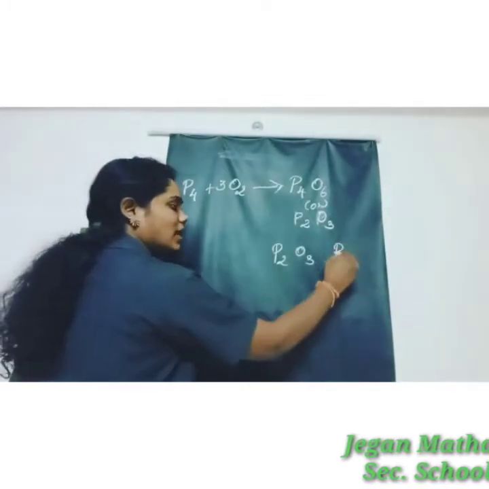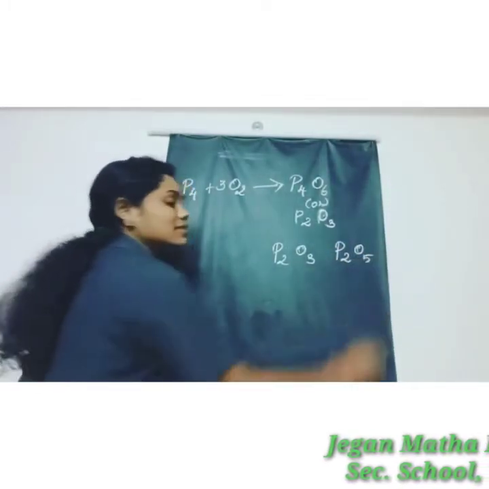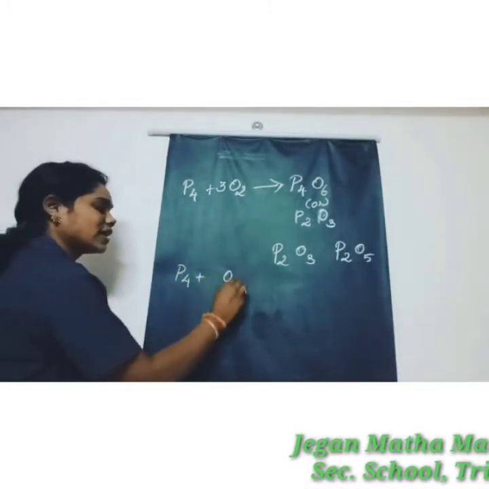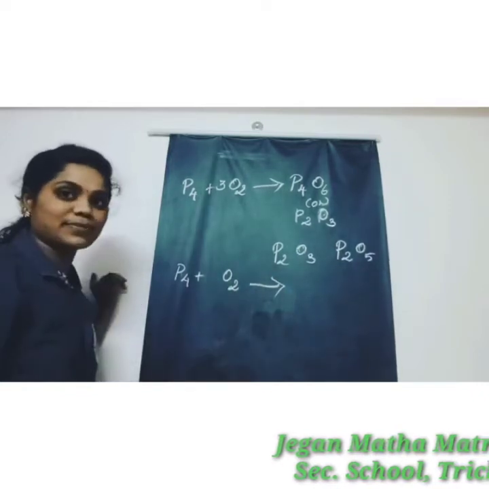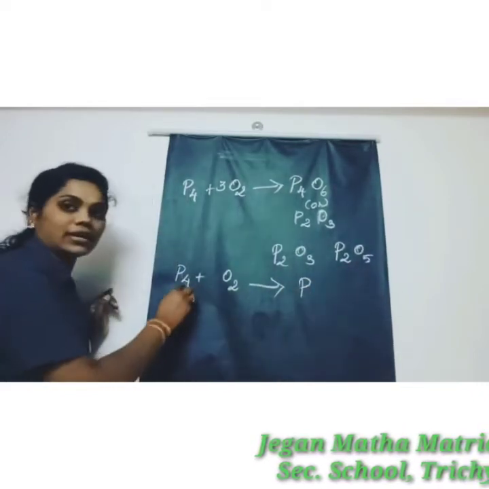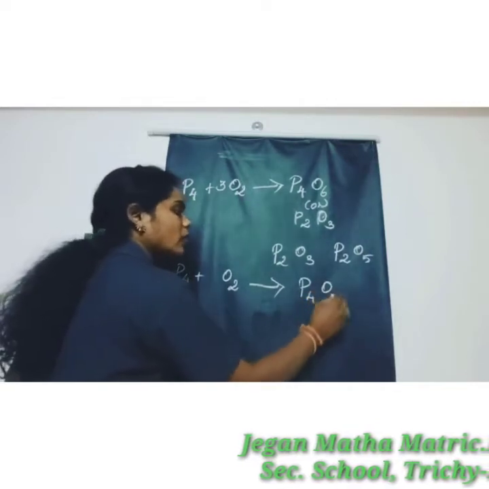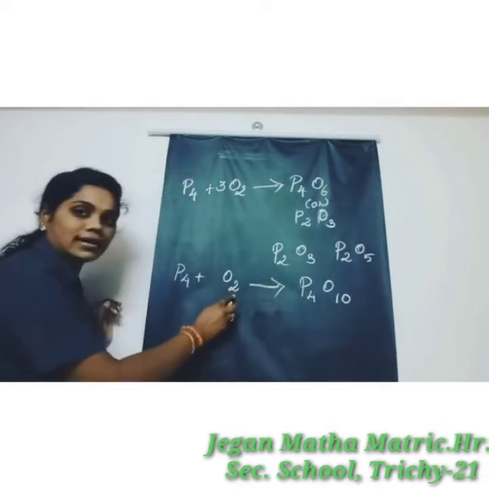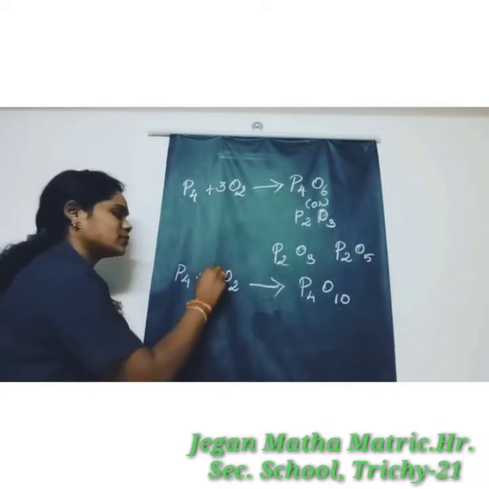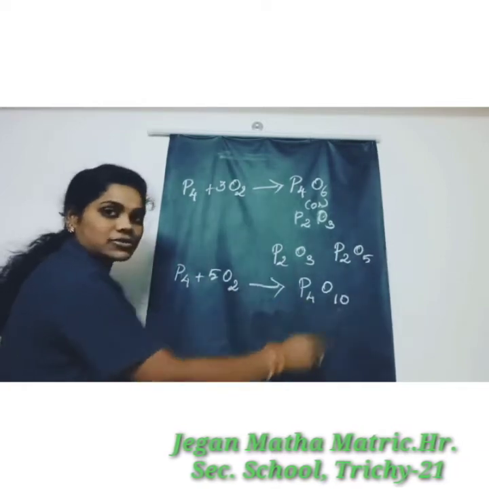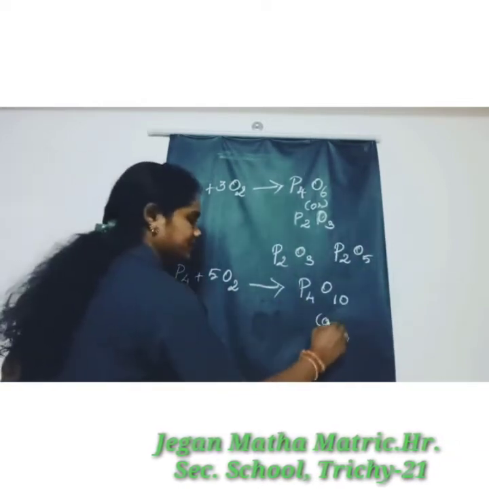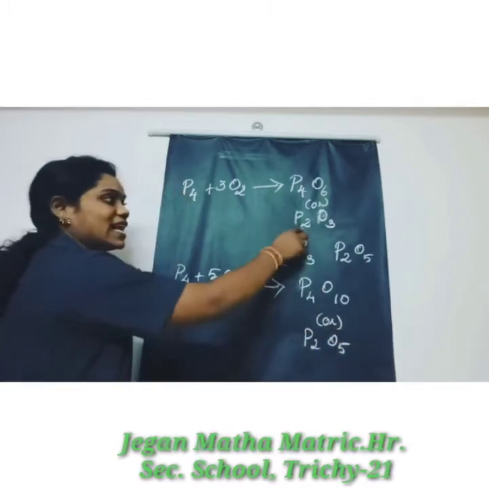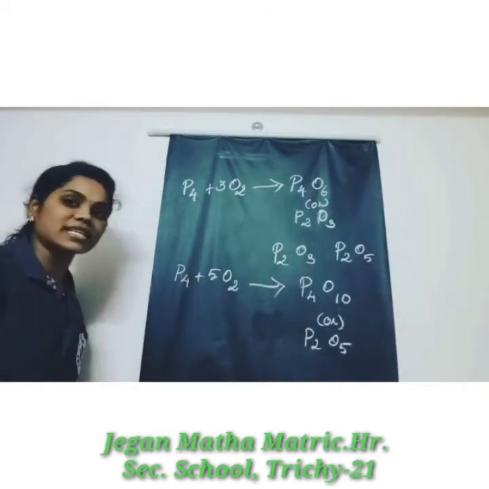The formula for phosphorus pentoxide is P2O5. So this is phosphorus pentoxide. Same thing, phosphorus in the presence of oxygen gives phosphorus pentoxide. Here phosphorus is taken 4 times, and we want oxygen 10 times, so P4O10. Here oxygen is 2 times, so 5 2s are 10, so here also oxygen is 10. Or 2 is common, so P2O5. So this is phosphorus trioxide and this one is phosphorus pentoxide.